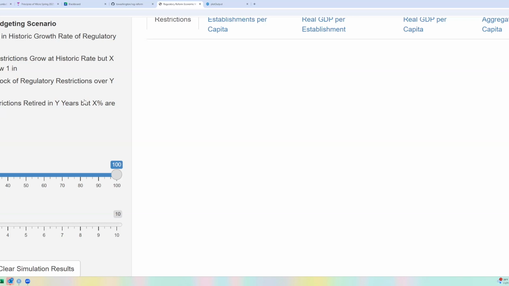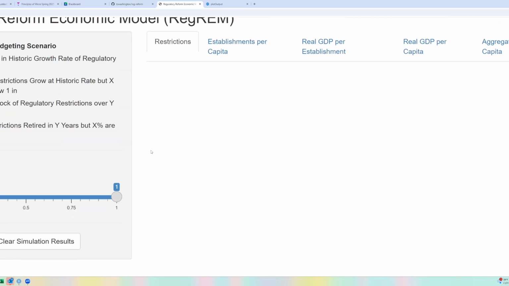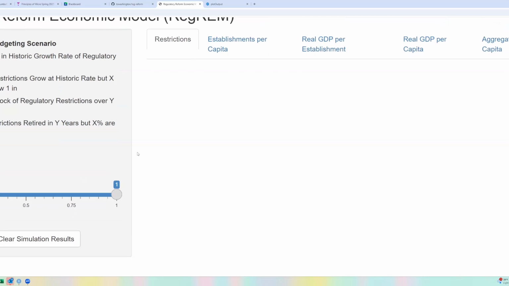And so it's actively seeking some out to target to sunset. So I'm going to move to this one because for me, at least, this scenario I think is the easiest to wrap your brain around. Let's see, if I set it at 0.5, so sort of halving the growth rate of these regulatory constraints, hit run simulation.